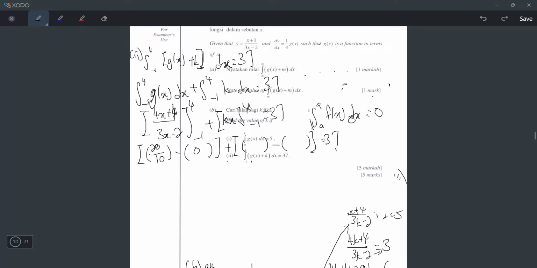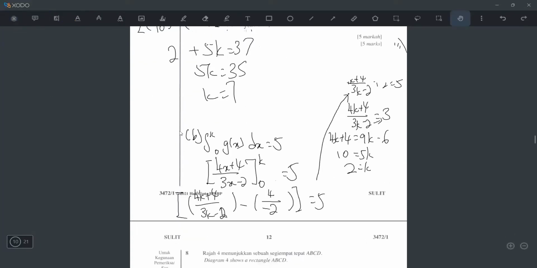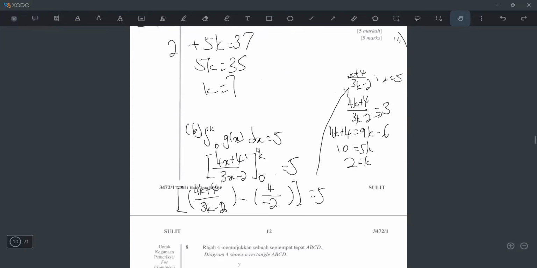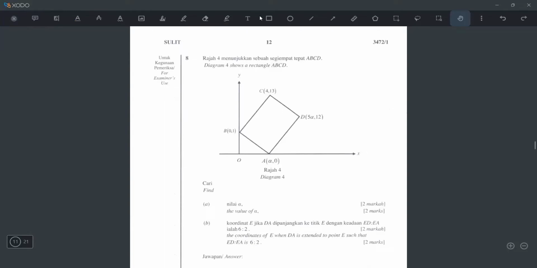For this one, when you substitute x with 4, you get 4k. When you substitute x with negative 1, you get negative 1k, so it's negative k. And now 20 divided by 10 is 2, minus 0 no need to write, plus 4k minus becomes plus, so 4k plus k, 5k equals to 37, 5k equals to 35, k equals to 7. Right? So that is the answer. So k is 7. K is 2, right? Let me check the answer.